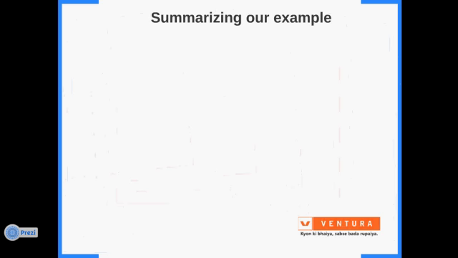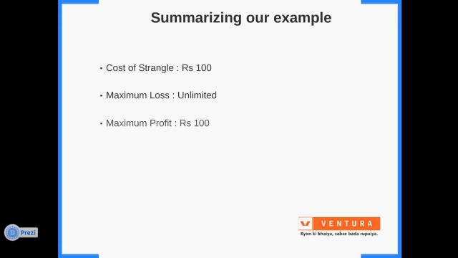Now let's summarize our example. The cost of the strangle is 100 rupees, which is nothing but the net premium that we've received. The maximum loss is unlimited loss below the lower and above the upper break-even point. The maximum profit is the cost of the strangle, which is the net premium that we receive, which is 100 rupees. The upper break-even point is calculated by adding the call strike to the cost of the strangle, in this case, which makes it about 6,300. The lower break-even point is the put strike minus the cost of the strangle, which is 5,700.